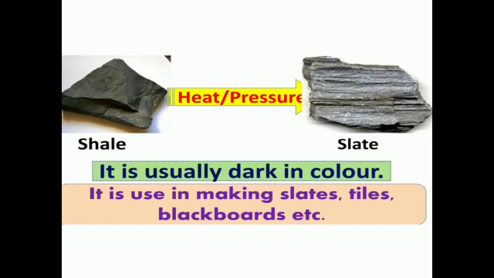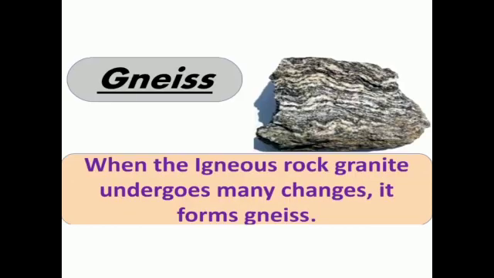Next one is gneiss. Gneiss is a metamorphic rock that is formed from granite. Do you know, students, granite is an igneous rock. Gneiss has light and dark bands. Gneiss is sometimes used for flooring tiles.